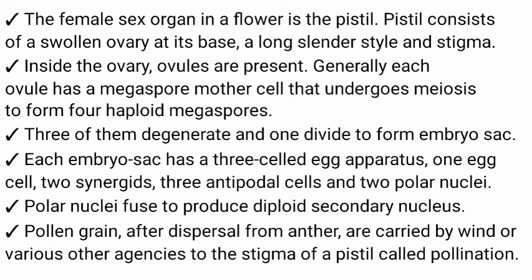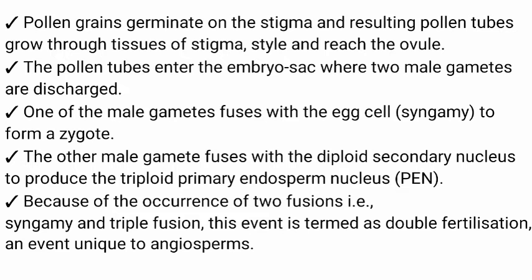Pollen grains, after dispersal from the anther, are carried by wind or various other agencies to the stigma of a pistil, called pollination. Pollen grains germinate on the stigma and the resulting pollen tubes grow through the tissue of stigma, style, and reach the ovule. The pollen tubes enter the embryo sac where 2 male gametes are discharged.